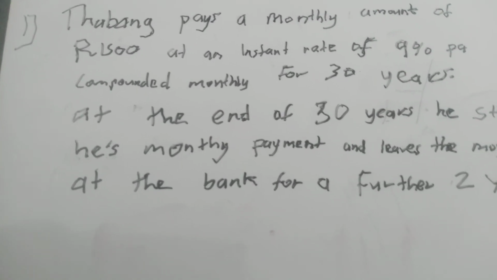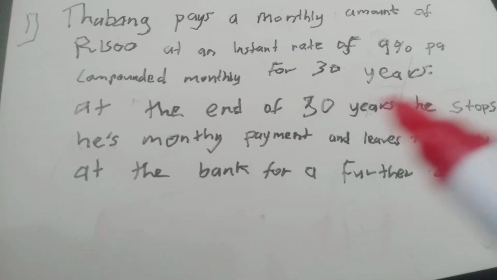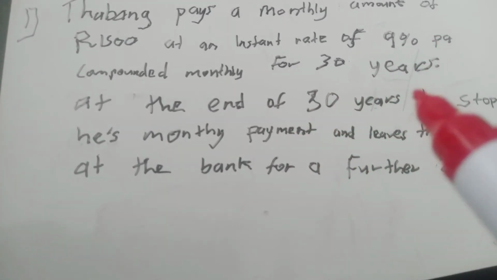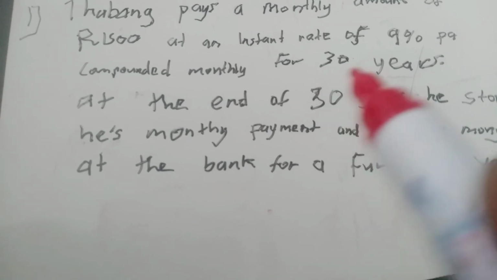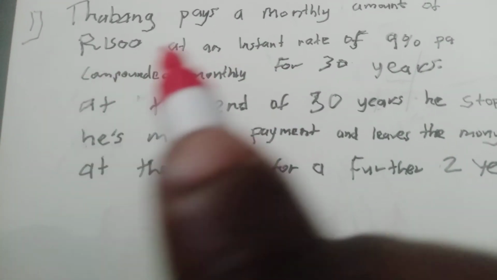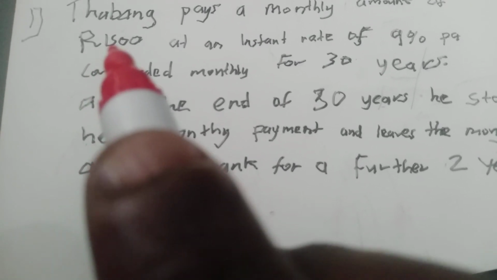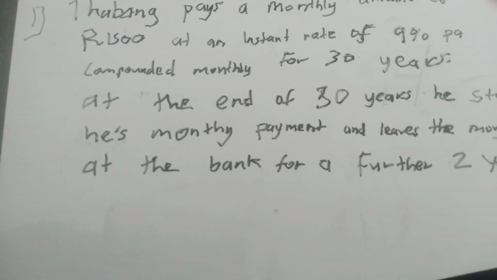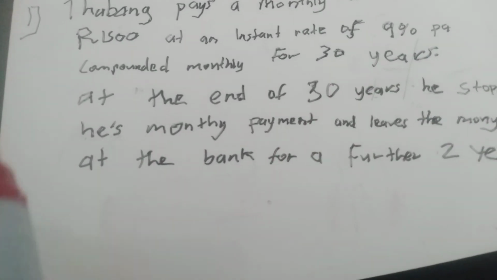I will explain it in detail in another video. So it's 9% per annum compounded monthly for 30 years. So this guy is going to pay this for 30 years, right? That's what they're telling us. He is paying every month, 1.5 every month, and it's going to continue until 30 years, right? So we know how long he's going to pay.